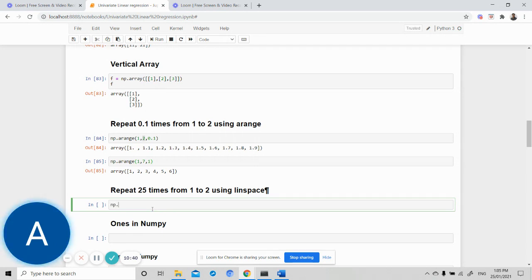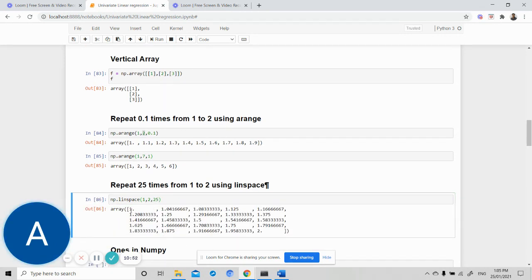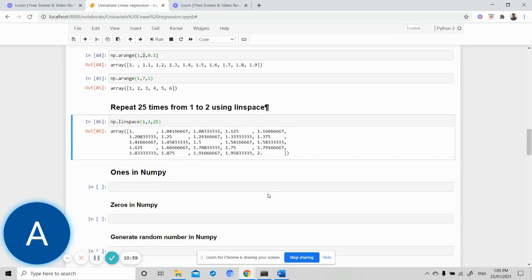In a similar way, if we need to repeat something 20 times or 100 times, we can use np.linspace. Suppose we need 25 numbers from 1 to 2. We get 25 numbers between 1 and 2. This makes sense. Here we include both 1 and 2.